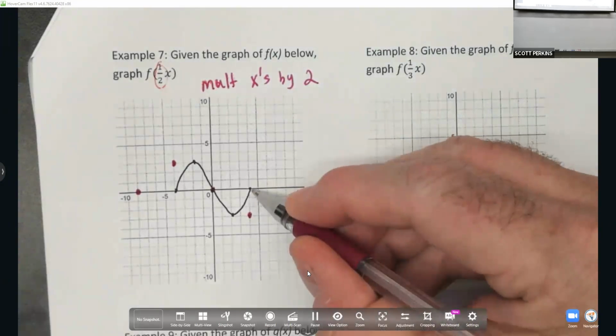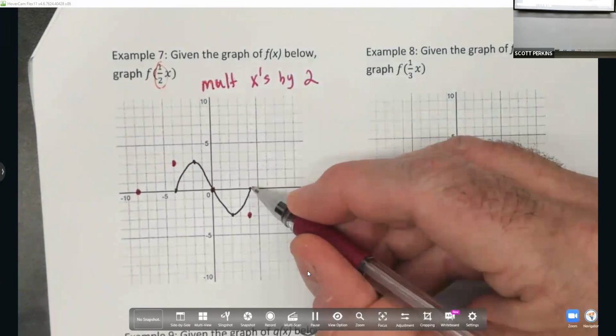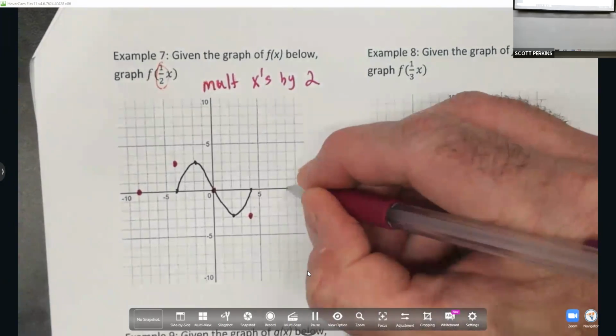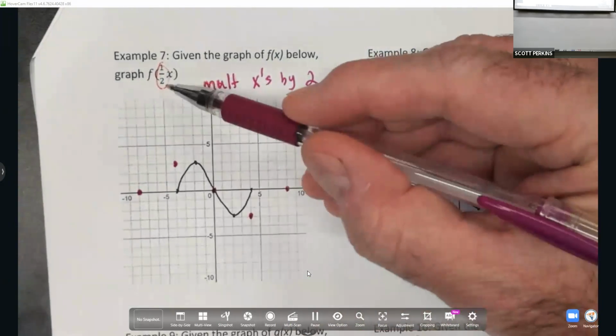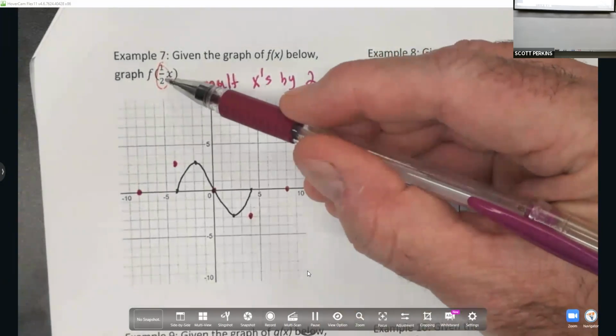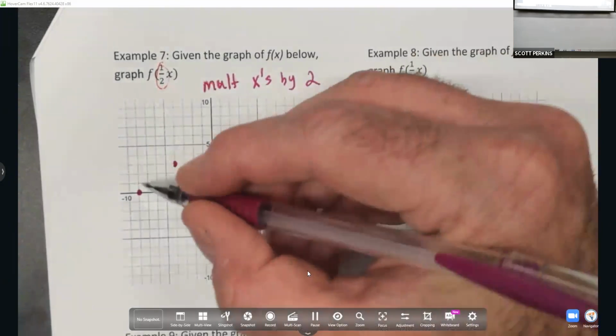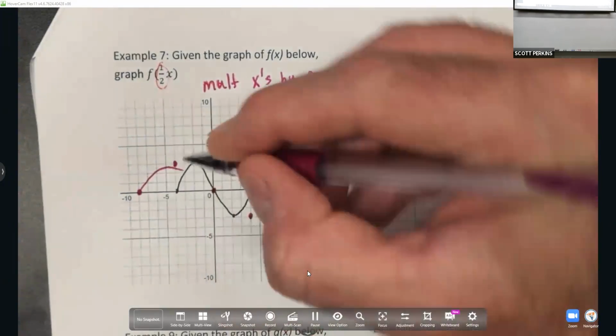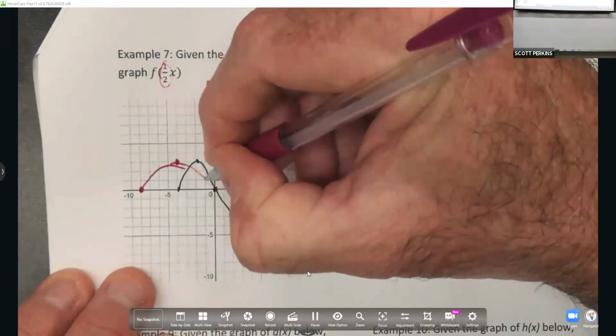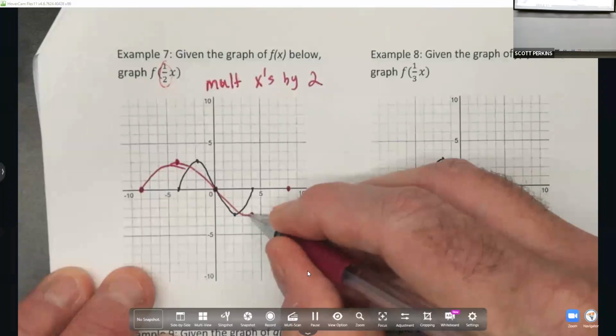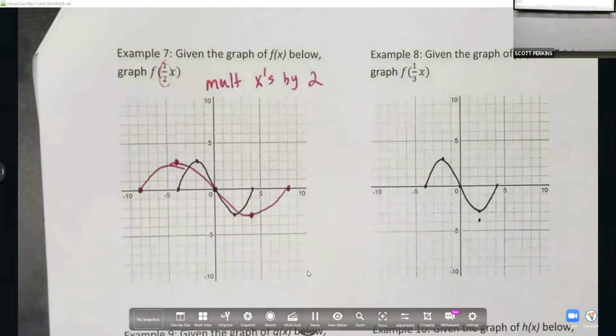Okay, and then this last x value is 4. When I multiply that by 2 over 1, the new x value becomes 8. And so you can see, inside the x, it says half x. That stretched the graph out by, oh, I totally missed that point. Stretched the graph out by a factor of 2 over 1, or it doubled the length of the graph.